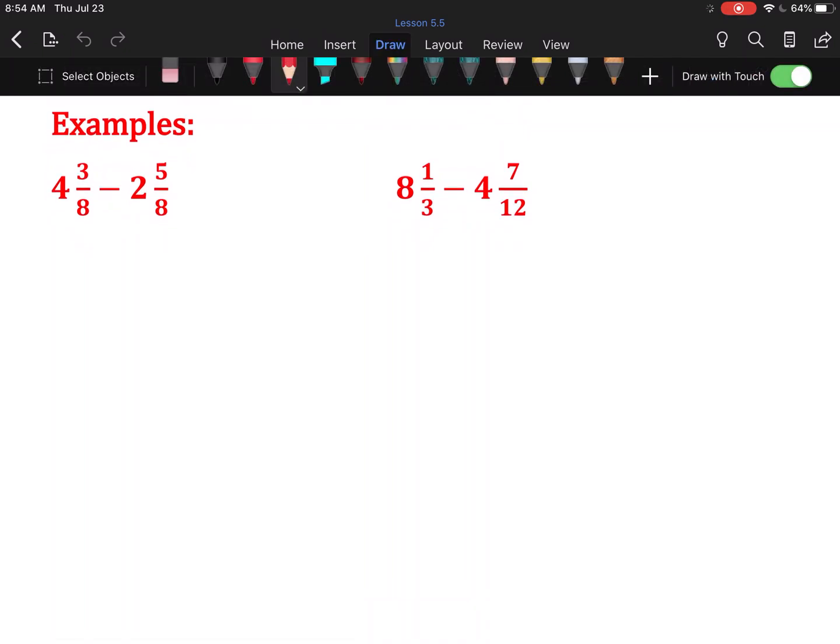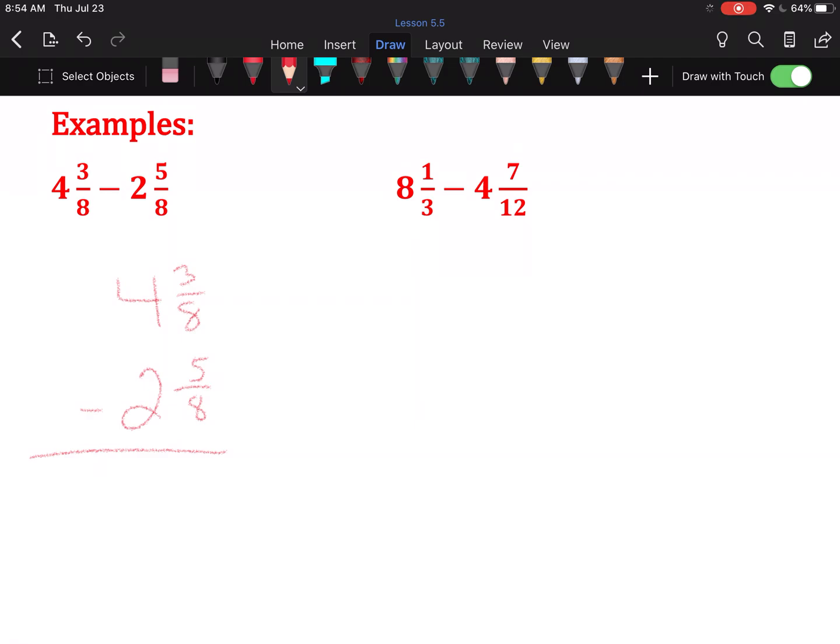So my first example, I have 4 3/8 minus 2 5/8. And this example already has a common denominator. So subtraction still works the same way subtraction has always worked, from right to left. So we have to do the fractions first, then we can do the whole numbers. The problem is 3 minus 5 doesn't work. It never has.